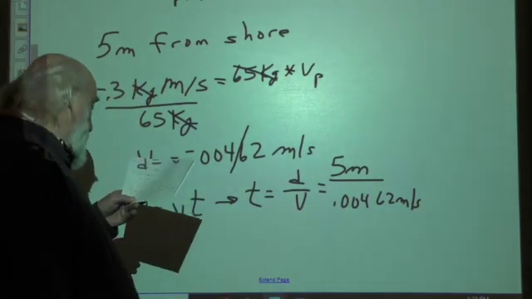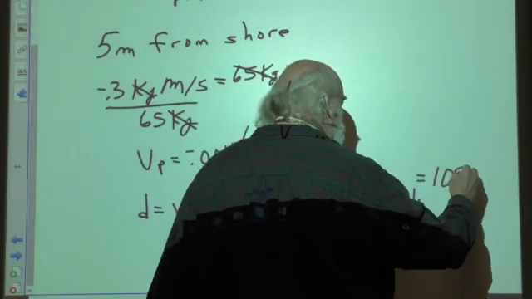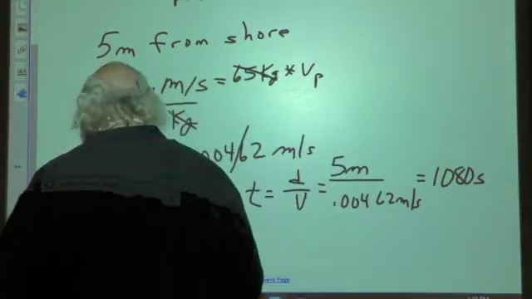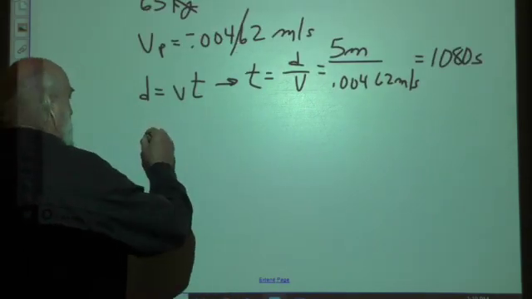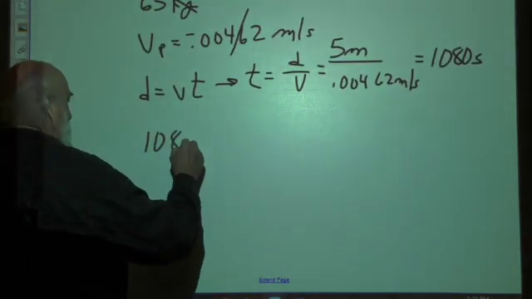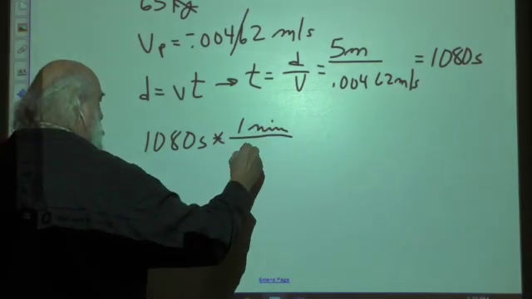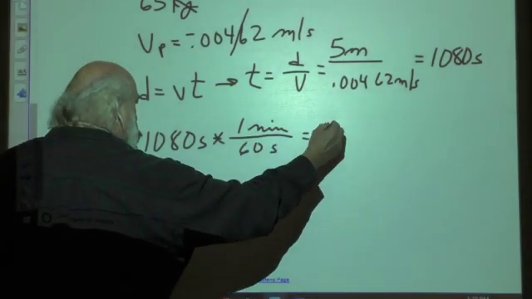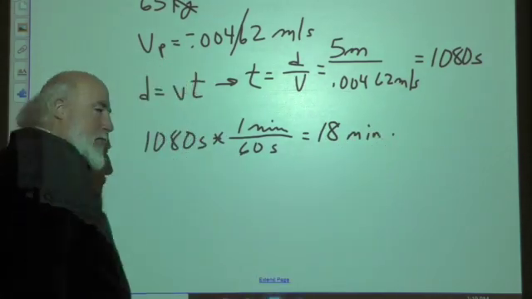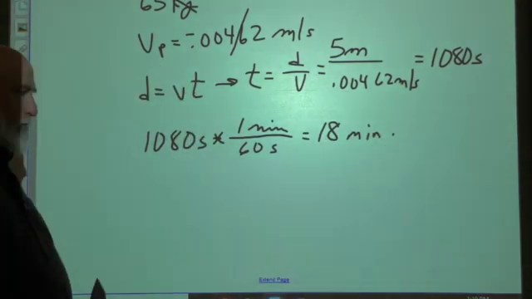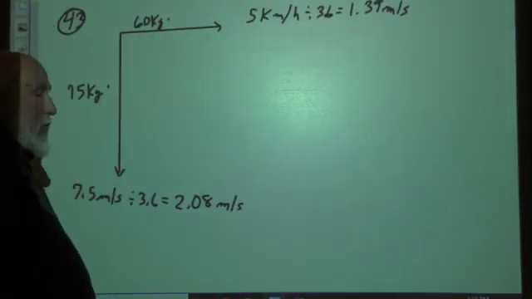Divide that out and we get 1,080 seconds. And if you want to put that in terms of minutes, how long it's going to get to the shore, we'll take 1,080 seconds times 1 minute over 60 seconds, and it takes them 18 minutes to get to the shore. Okay? Pretty ingenious. Now, we go to this problem.